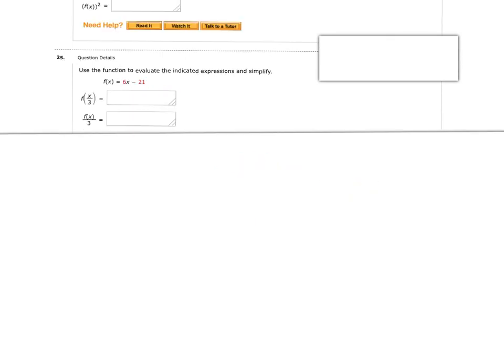And one last time here with the two different questions. The first one is asking me to plug in x over 3 for x. And so I would say that that's 2x minus 21, whereas the second one is asking me to take the whole function and divide it by 3. Now I can divide both of those individually, which gives me 2x minus 7.